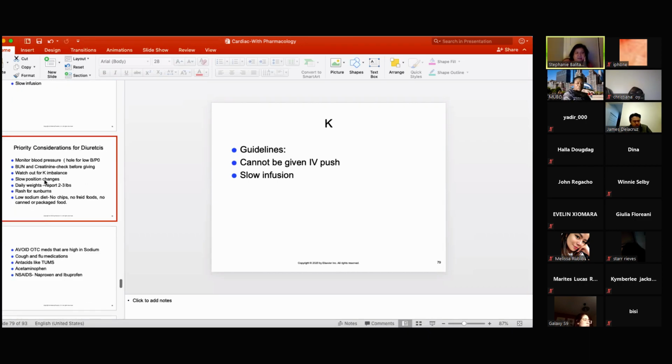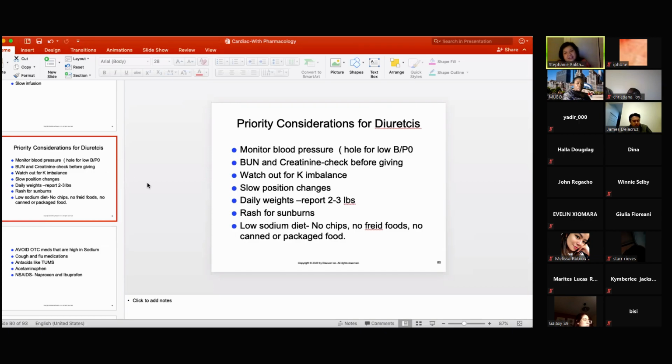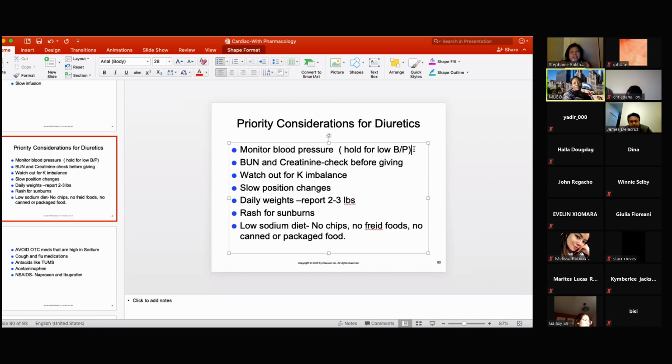When you are giving diuretics, of course, we already know, hold for low BP. So watch for blood pressure, monitor BUN and creatinine, check before giving. Watch out for potassium imbalance. Slow position changes, okay? So you should remember that.